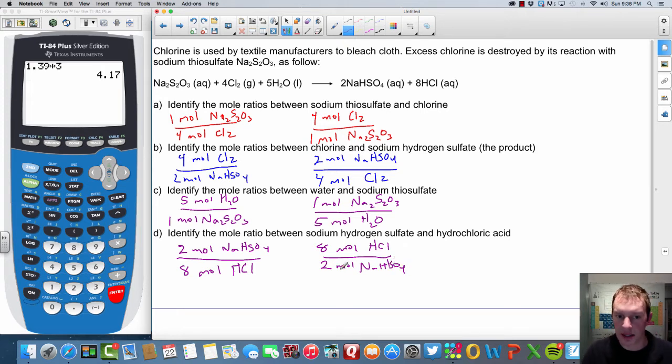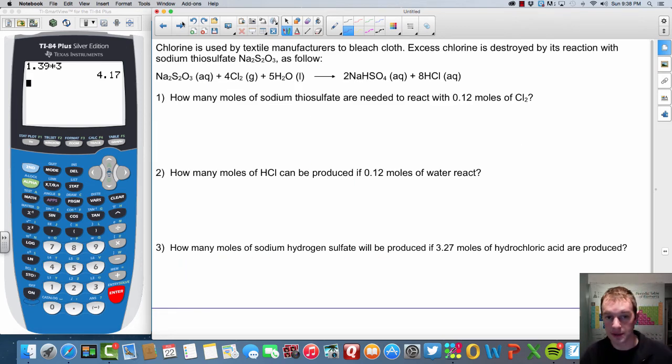Okay, again, flipping the reaction is something that is possible for us to do. And also with this 8-to-2 ratio, we don't want to simplify that one either. Okay, now let's put this to use, back to the same question.